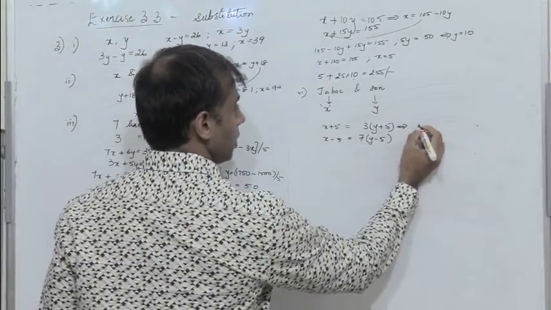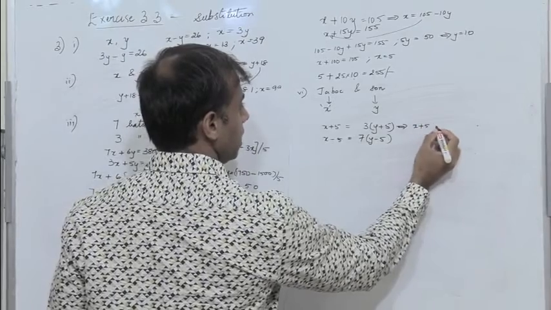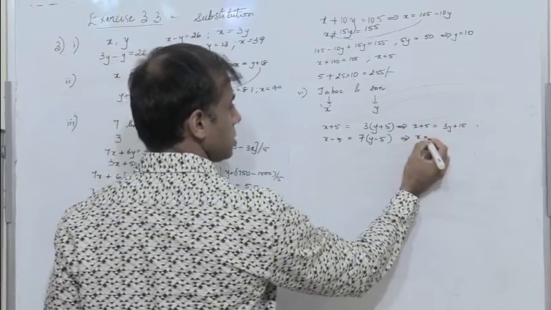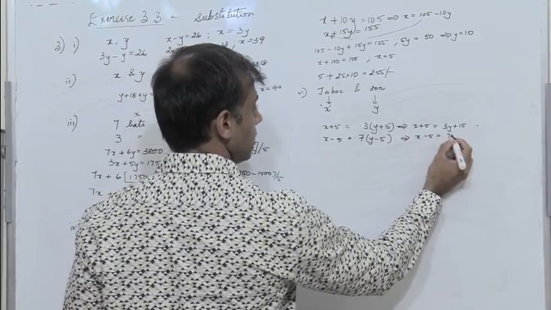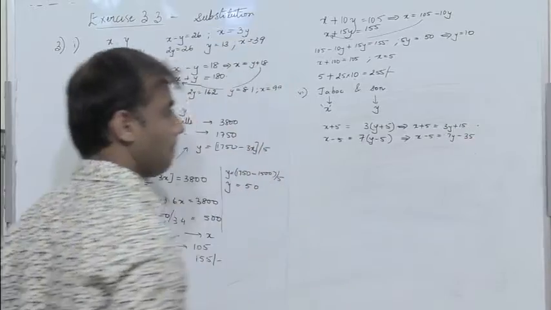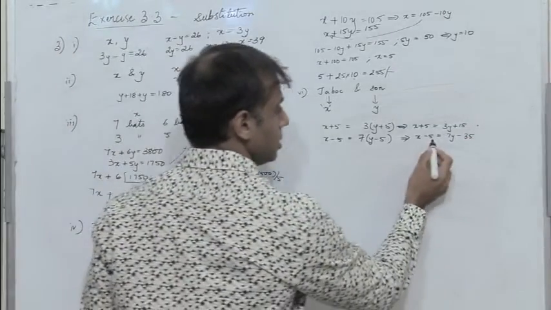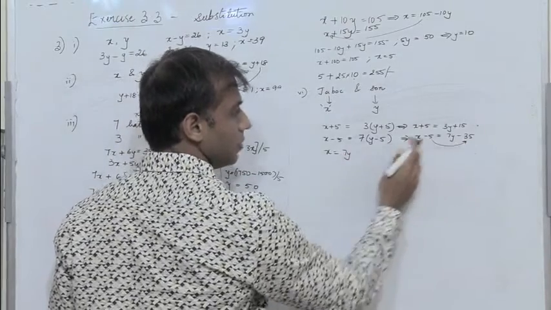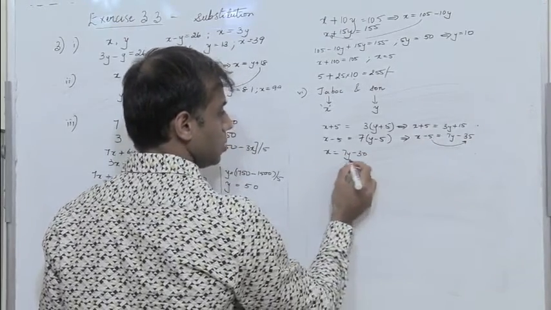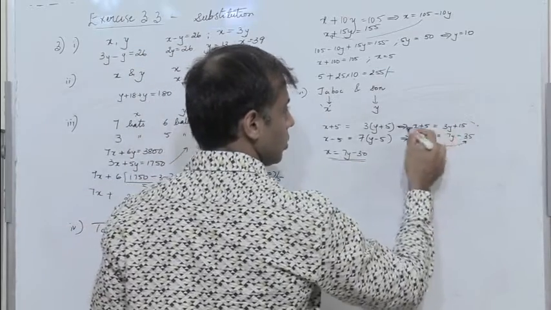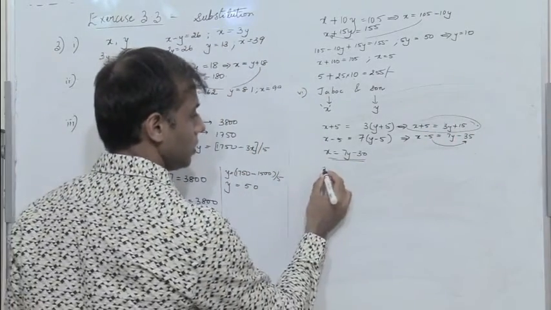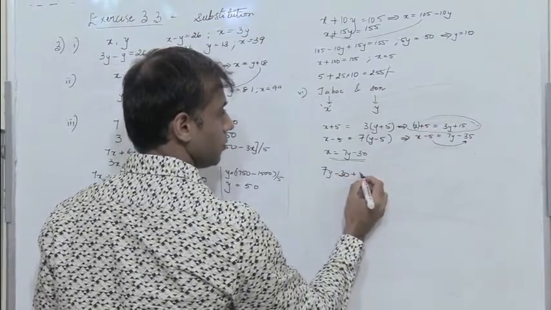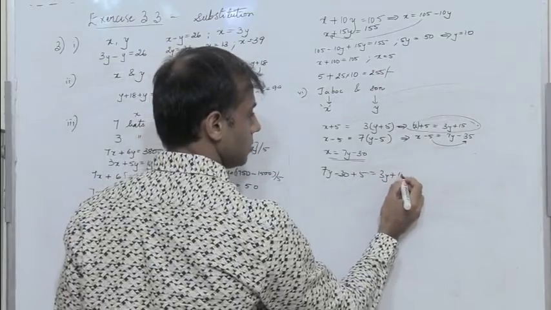So here we have x plus 5 equals 3y plus 15, and from this we have x minus 5 equals 7y minus 35. Right? So let me take this 5 to the other side. So I get x equals 7y, so minus 35 plus 5 is minus 30. So let me substitute the value of x in this equation. So I have 7y minus 30, which is x, plus 5 equals 3y plus 15.